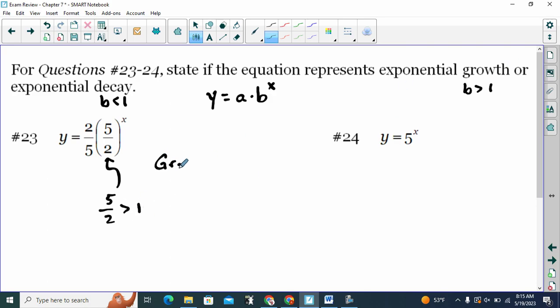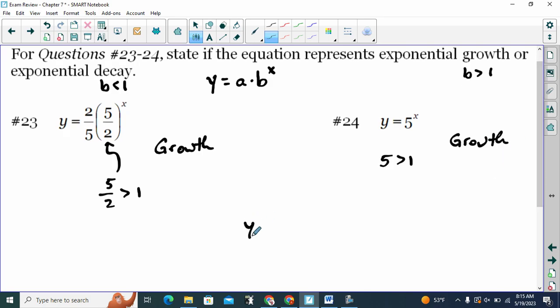Number 24, y equals 5 to the x. We are raising 5 to the x power. 5 is bigger than 1. So again, we have exponential growth. Suppose we had like y equals 9 times 0.3 to the x. 0.3, that's smaller than 1. That would be a decay problem.